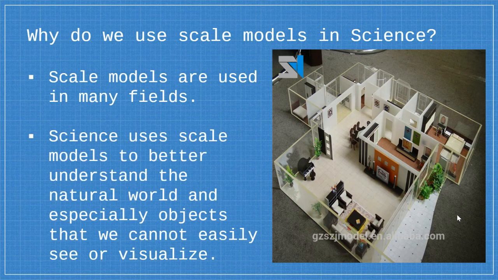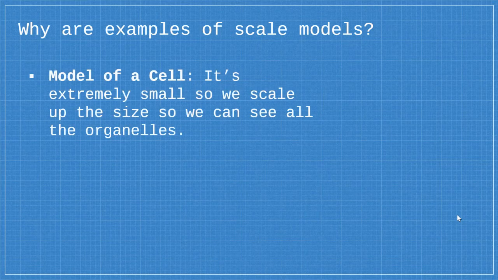Now, in science, we use scale models to understand the natural world around us, and especially objects we cannot easily see or visualize. Typically, these are objects that are really, really huge, like the solar system, or objects that are really, really small. One example of models we will be looking at after this unit is a model of a cell. And cells are so extremely small.